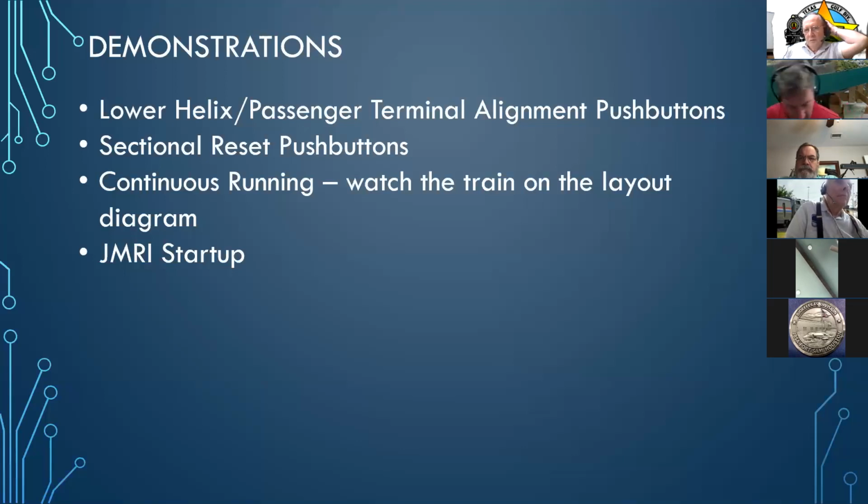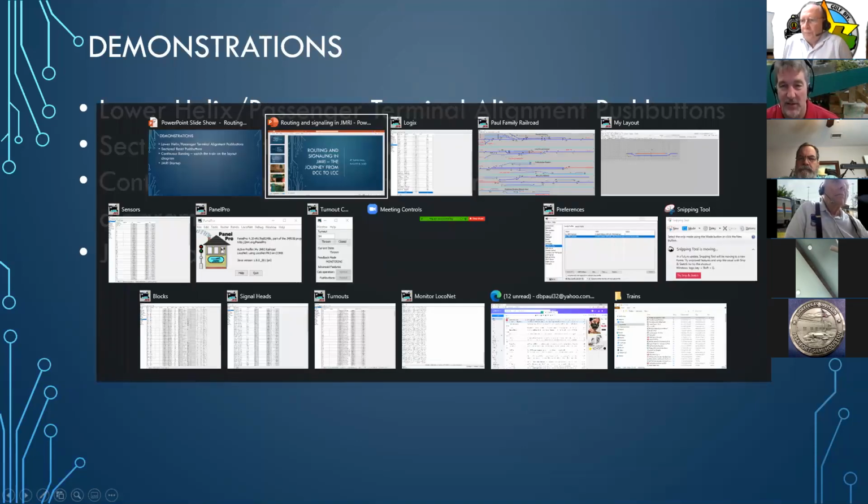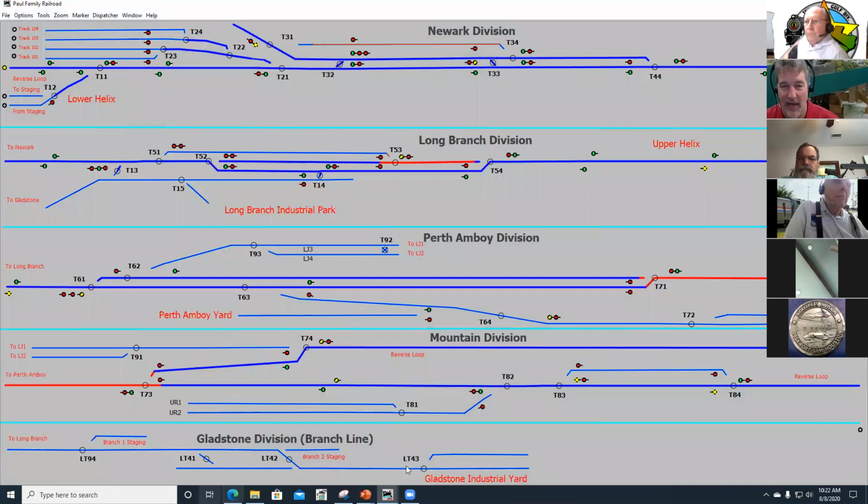Let me give a little bit of background on what this is. As you look in the diagram here, the Newark division, where the sensor is set to yellow right now, is actually a reverse loop that comes around the passenger and comes up to this segment of T31. Then it heads on to the Newark division, the Long Branch division, and Perth Amboy Mountain, until it gets to 73. At 73 there's a big upper reverse loop, and this blue line comes around and comes back in this way.